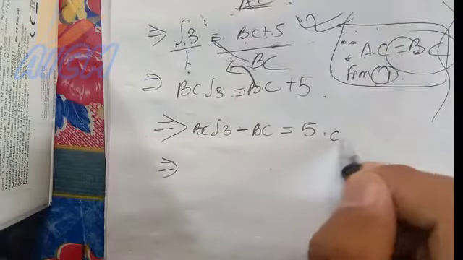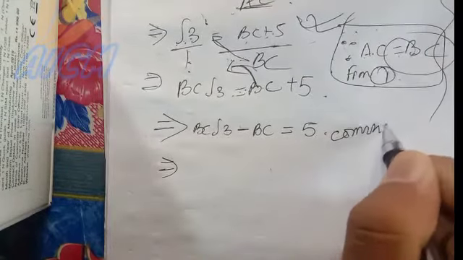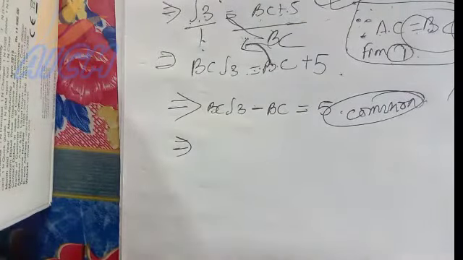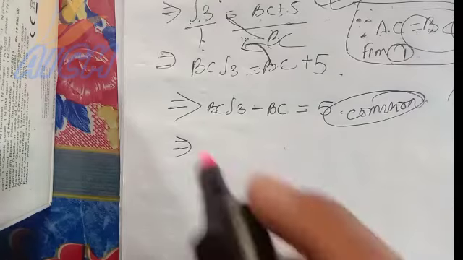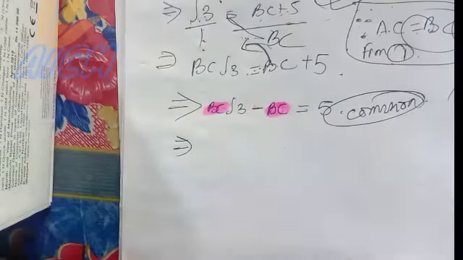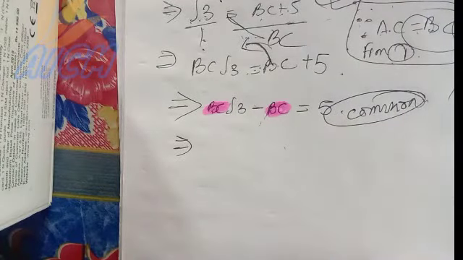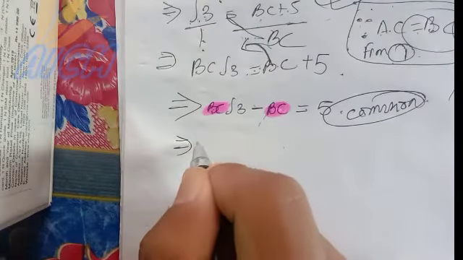Now we are going to take common. We are going to take a common of what? We are going to take a common of BC. Why BC? Because we have BC here, we have BC here, so we can take common, right? So now we all know how to take common. Let me just do it.